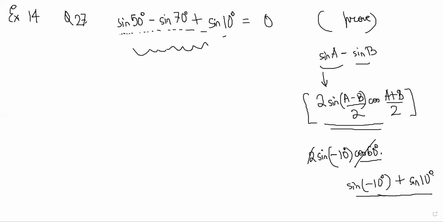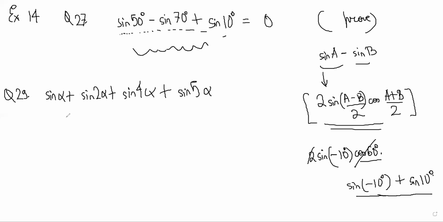Question number 29. How will you do? Same exercise. So 29 is saying sine alpha plus sine 2 alpha plus sine 4 alpha plus sine 5 alpha. And you have to prove that it is equal to 4 cos alpha by 2, cos 3 alpha by 2, multiplied by sine 3 alpha. This is what you have to prove.